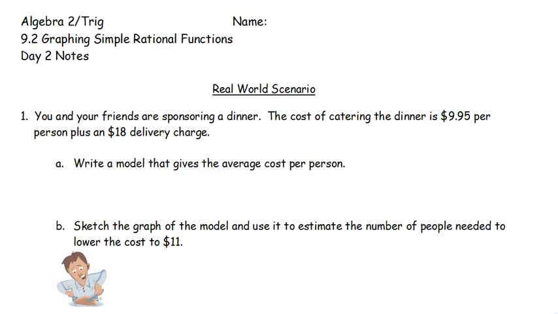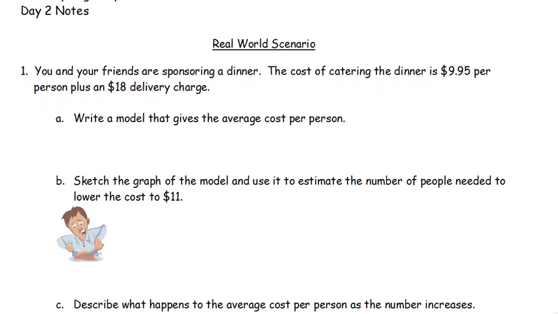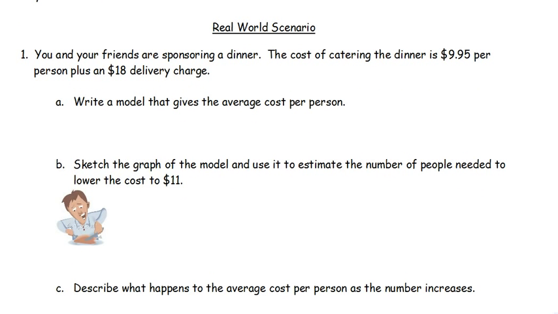Hello, today is our second day on 9-2 graphing simple rational expressions, and we're going to focus on our real world application today. So our first question, you and your friends are sponsoring a dinner. The cost of catering the dinner is $9.95 per person, plus there's an $18 delivery charge. We want to write a model that gives the average cost per person.